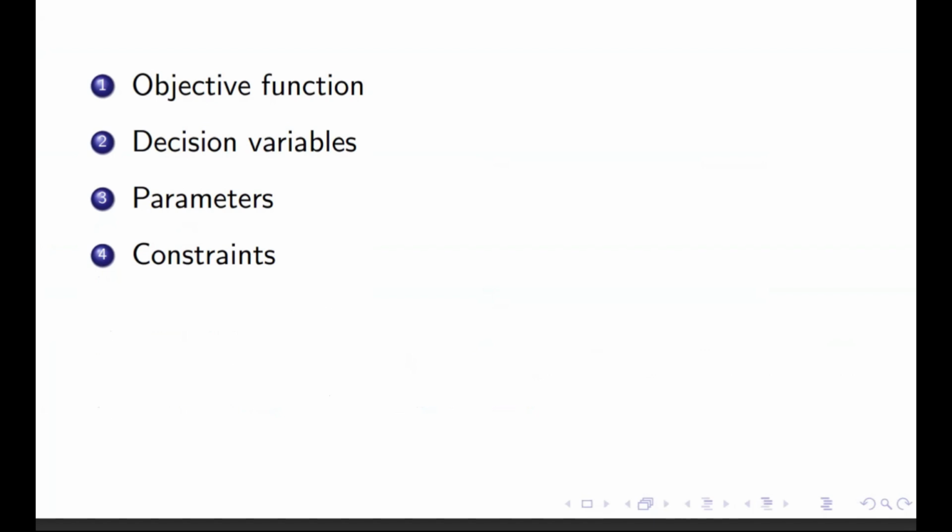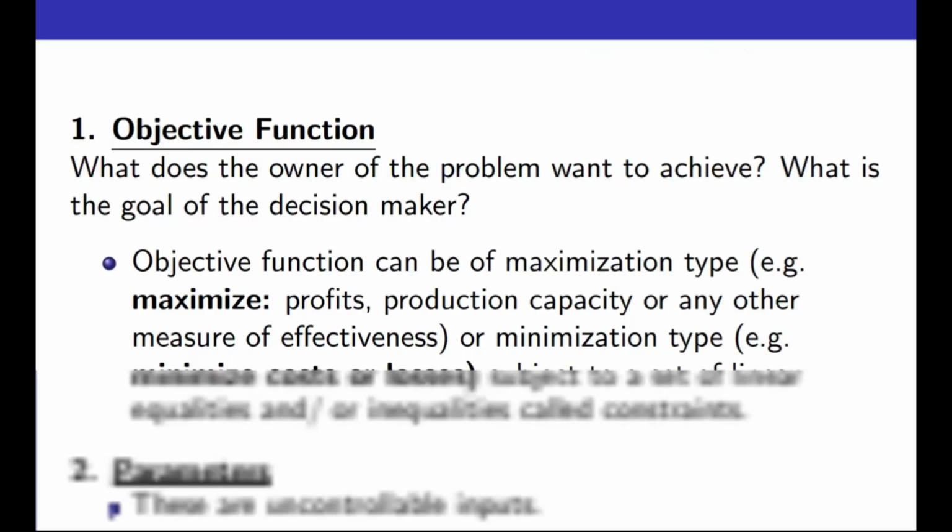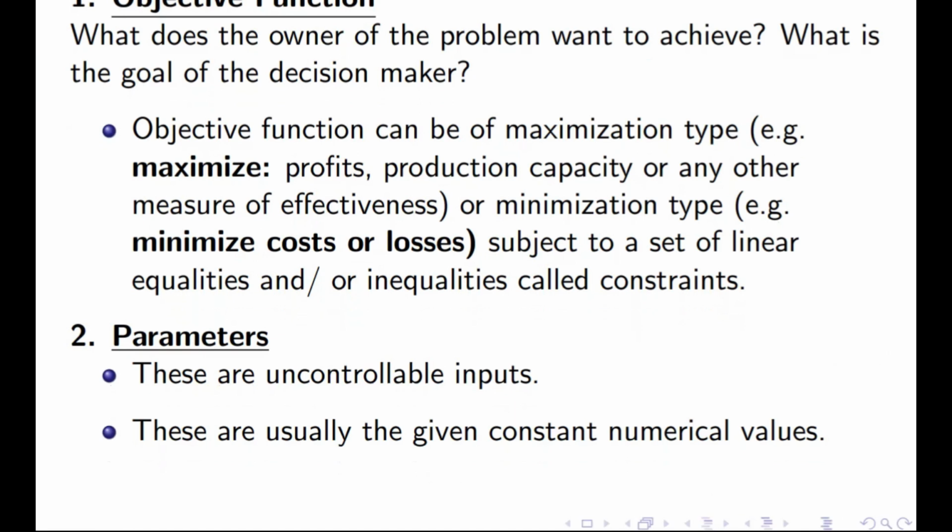So we have objective function, decision variables, parameters, and constraints. What does the owner of a problem want to achieve? What is the goal of the decision maker? So the objective function can be maximization, maximize profits, production capacity, or any other measure of effectiveness, or minimization type, e.g., minimize costs or losses, subject to a set of linear equalities and/or inequalities called constraints. Then we have parameters. These are uncontrollable inputs. These are usually given constant numerical values.